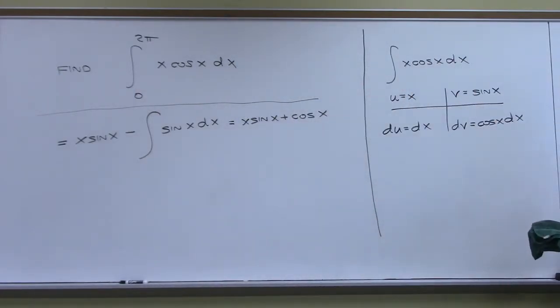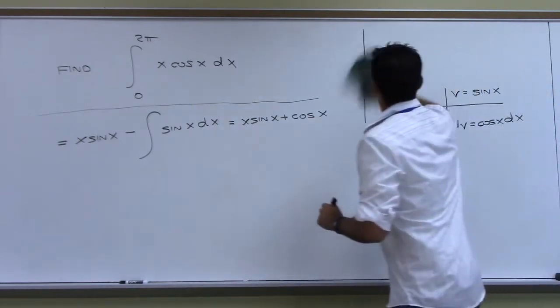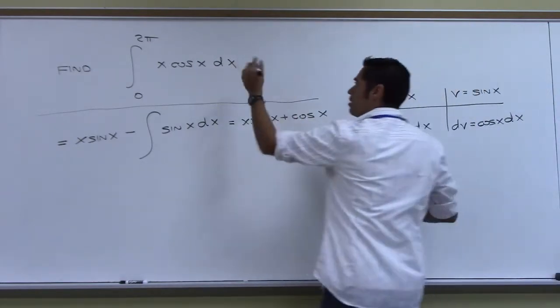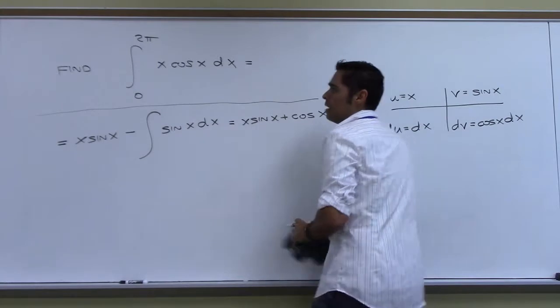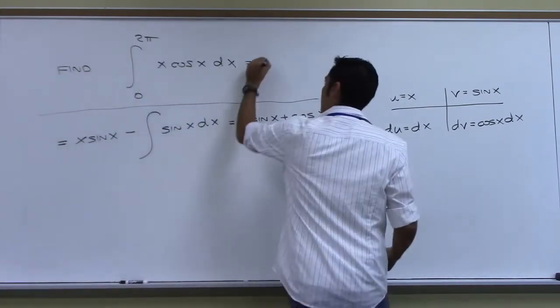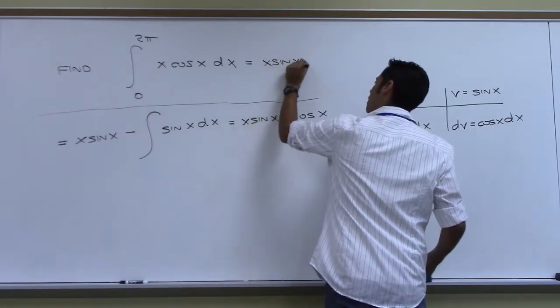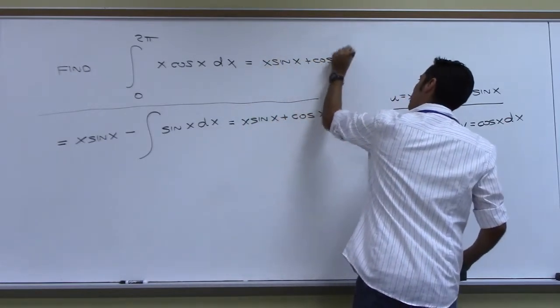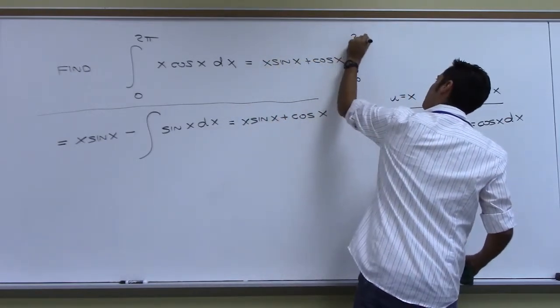We good? All right. So I'm going to come here now, I'm going to continue this problem. This is equal to, I'm writing this step right here, capital F of x. So x sine x plus cosine x, 0 to 2 pi.